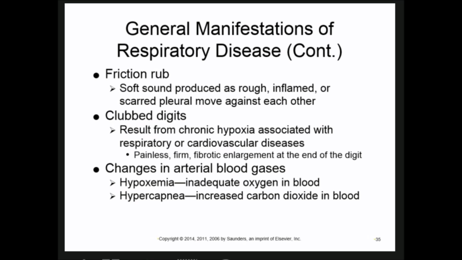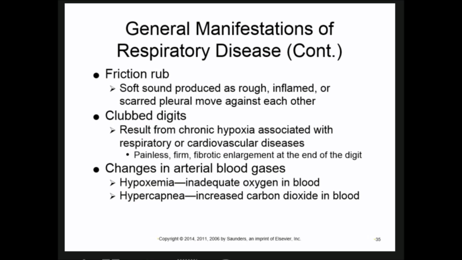Clubbing of the digits means the fingers will look like a drumstick. You know how drumsticks look? So it looks like clubbing, meaning these parts will be swelling, looking like a drumstick kind of.